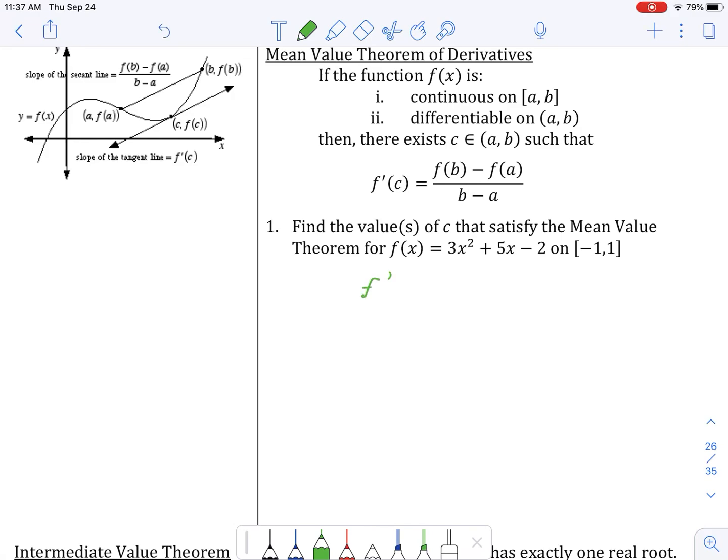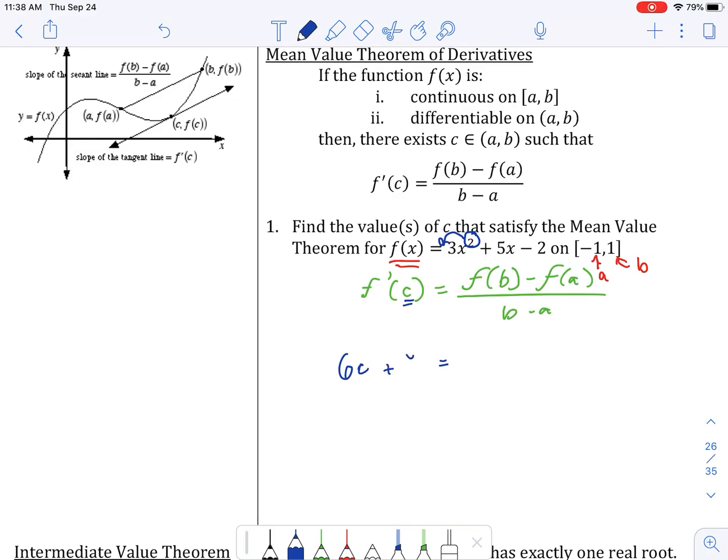The way I usually will do it is I'll just set it up with this formula. And so then I'm going to say, okay, well, f prime of c is equal to f of b minus f of a over b minus a. And then I'll grab the different numbers. So here, a is the beginning of the interval, b is the end of the interval, and then here's our function. Now, the derivative of the function would be bring the 2 down, multiply up here, so then we end up with 6c, since we're using c, plus 5.